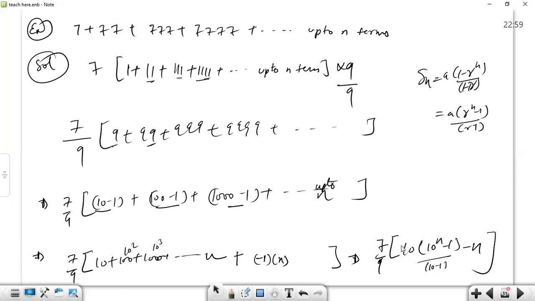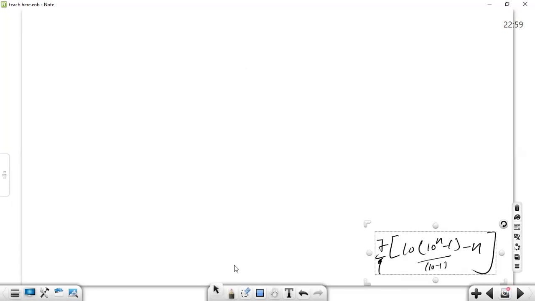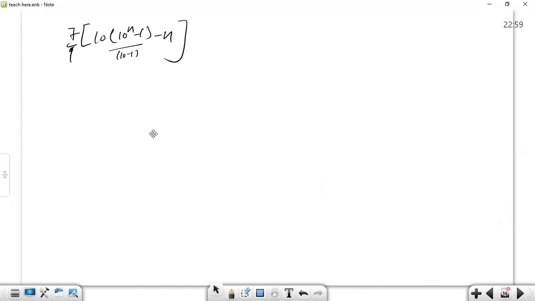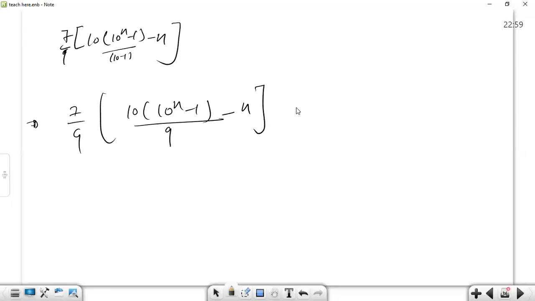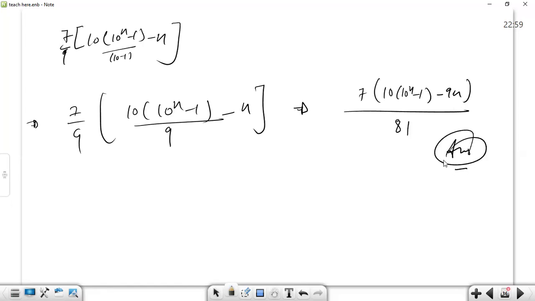We can simplify it further. 7 by 9 into 10 into 10 raised to power n minus 1, over 10 minus 1 which becomes 9, minus n. Let's take 9 into 9, which becomes 81. So we get 7 into 10 into 10 raised to power n minus 1, minus 9n, over 81. This is the answer. Simple.